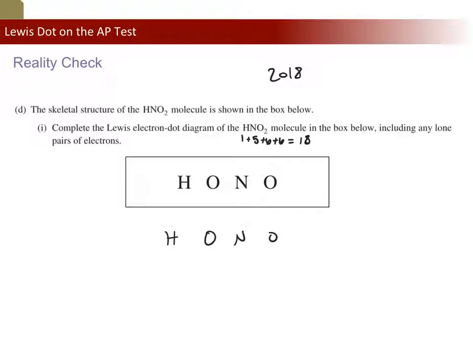Now let's start putting in single bonds between these 3 elements. So subtract 6, leaving you now with 12 dots. Now the dots can't go on hydrogen because it's full at a duet. But you can start putting electrons on the outside elements. Oxygen takes 6, 7, 8, 9, 10, 11, 12.